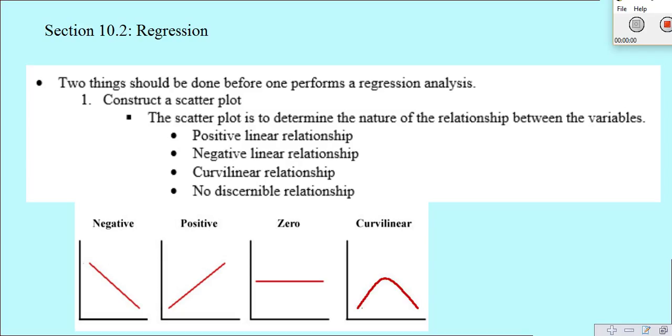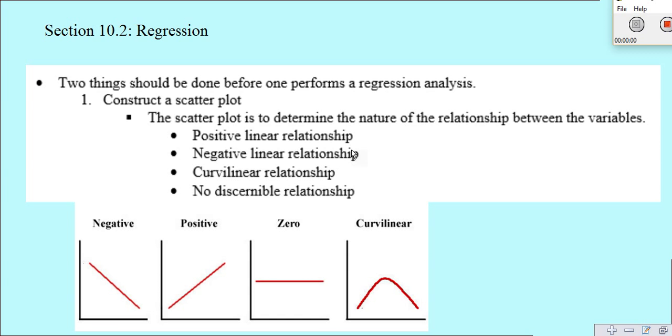Two things should be done before one performs a regression analysis. The first thing is you need to construct a scatter plot, and that's our number one thing. They're going to have you practice doing scatter plots. It's not a necessity every single time, but what the scatter plot does for us is give us an idea if you have some kind of relationship.